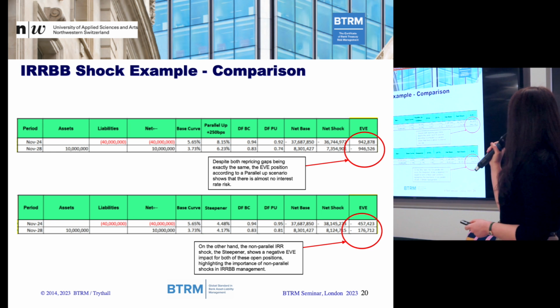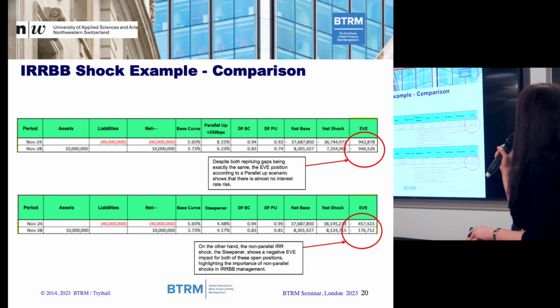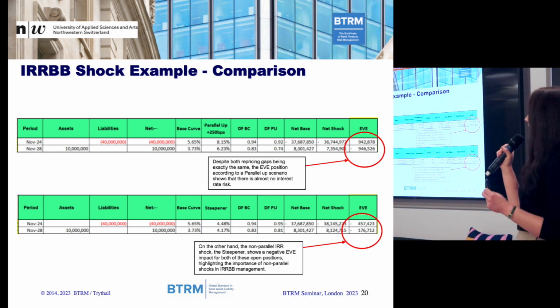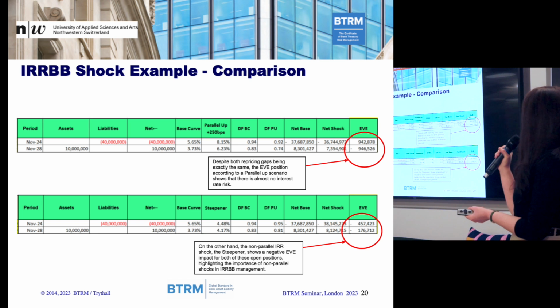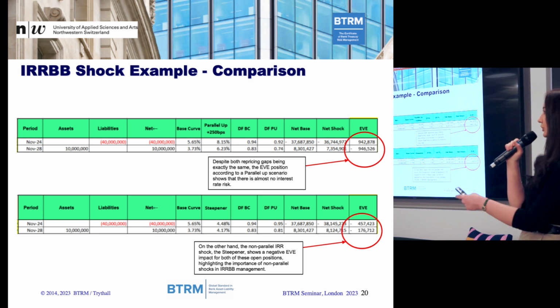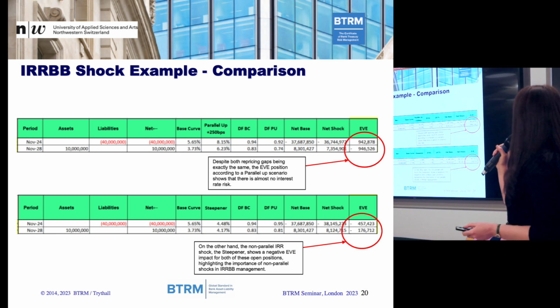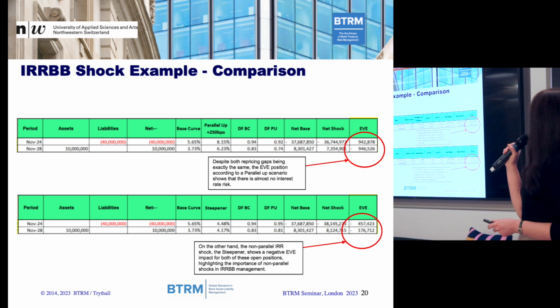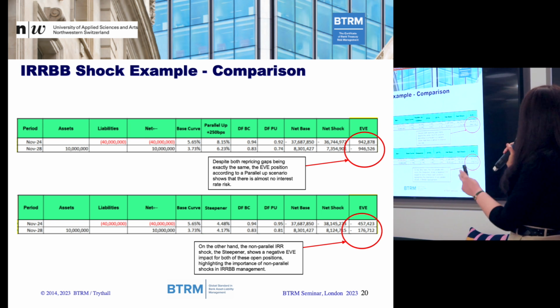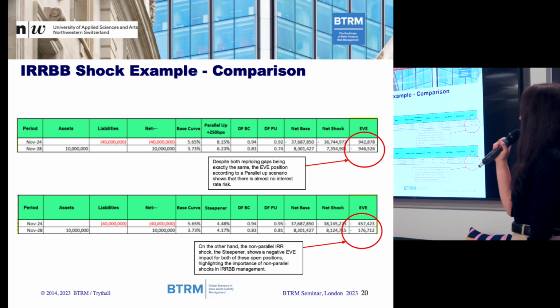So you can see here, even though the non-parallel shocks tend to be less of a severe change in interest rates, because they change shape, it allows you to see where you've got open positions where parallel shocks might offset them against each other. So you can see from these two comparisons that the parallel up scenario is showing almost no interest rate risk.